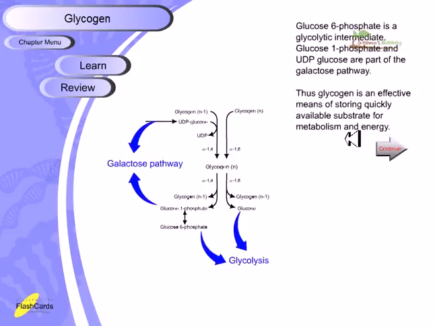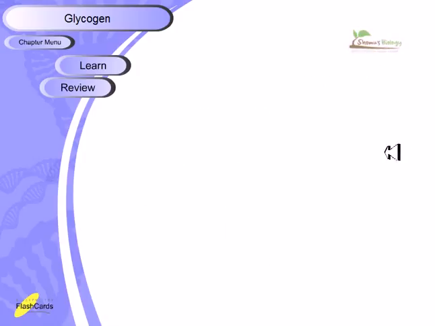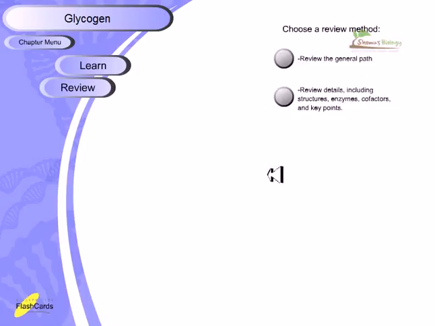Now let us move on. These are the steps. Glucose 6 phosphate is a glycolytic intermediate. Glucose 1 phosphate and UDP glucose are a part of the galactose pathway. So these are the linkages of all these things. Thus glycogen is an effective means of storing quickly available substrate for metabolism and energy, because we can easily convert glucose into glycogen, and we can easily degrade glycogen into glucose when we need to produce energy. Okay, so that's it, and I hope it will help you to understand. Thank you.